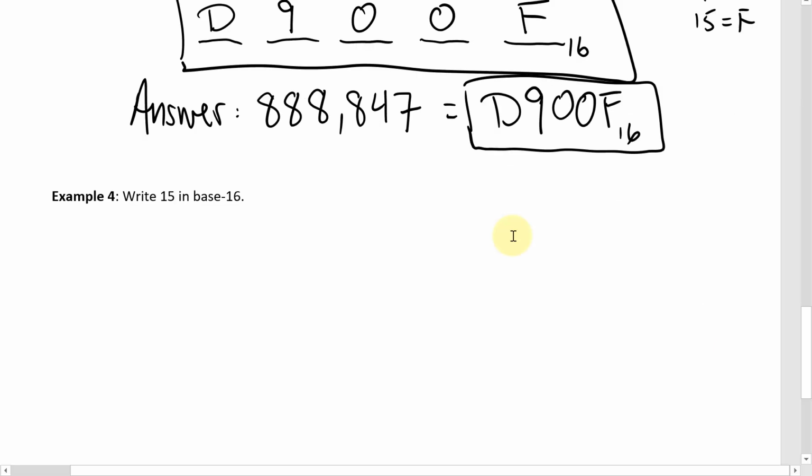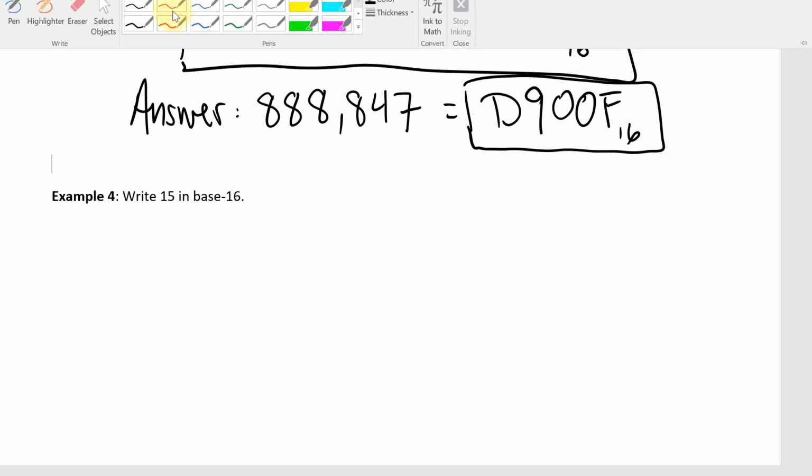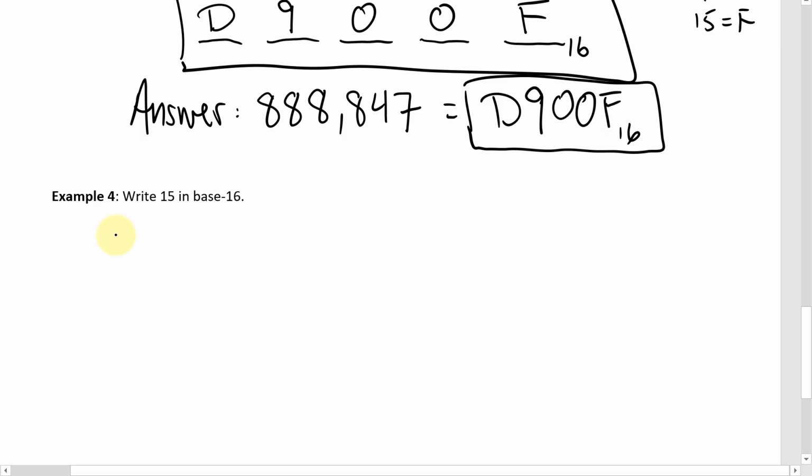Example 4 says just write the number 15 in base 16. And this is to the point that 15 is less than the actual base. So the answer is just going to be F. Let me see if I can show how that would work if you were writing out steps. You would begin with the powers of 16. So we have 16 to the 0 and then 16 to the 1. But that's obviously 16, which is bigger than the number I'm trying to convert. So even that 16 is too big. We wouldn't need it.